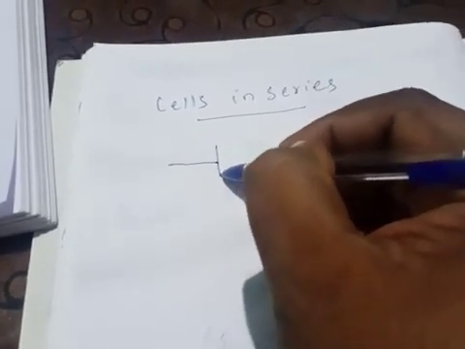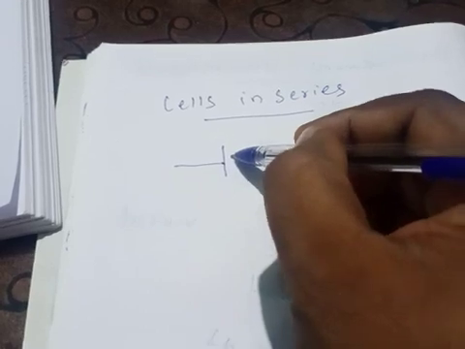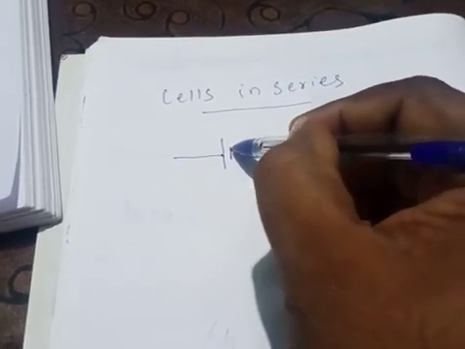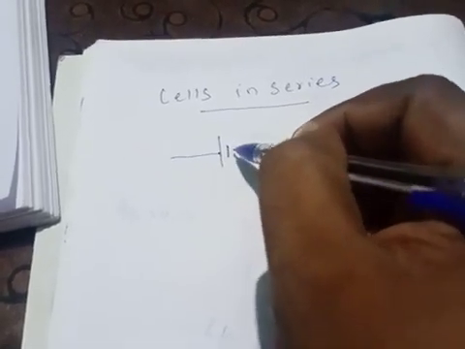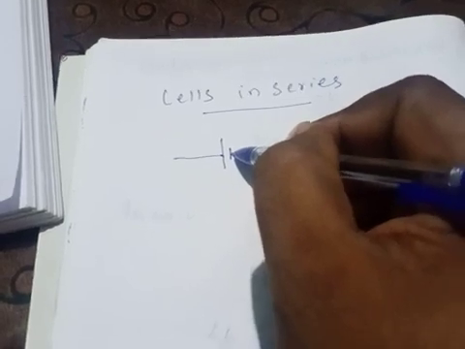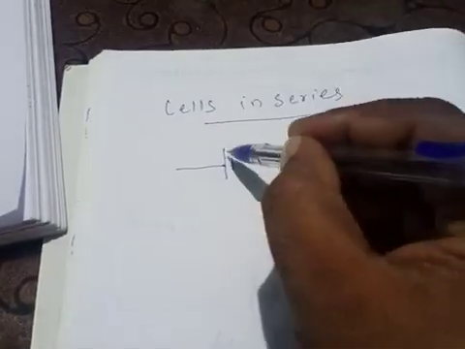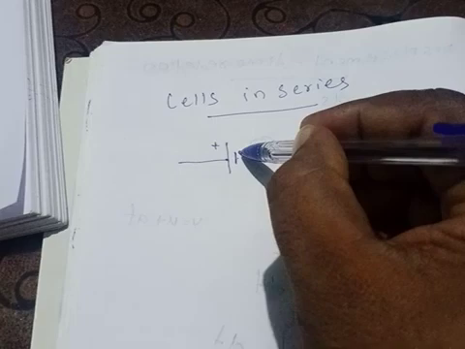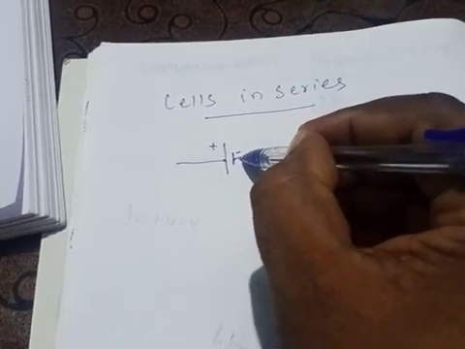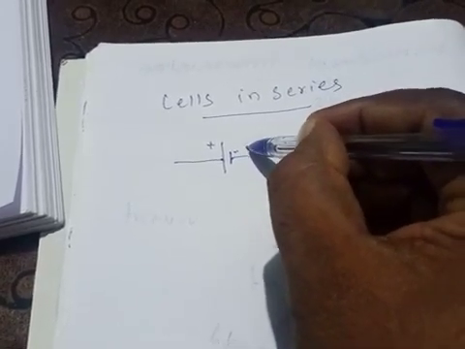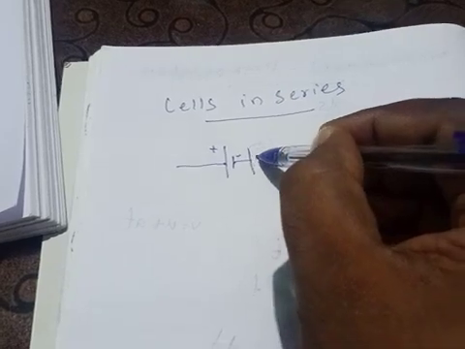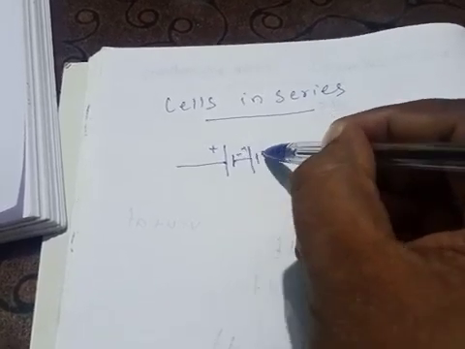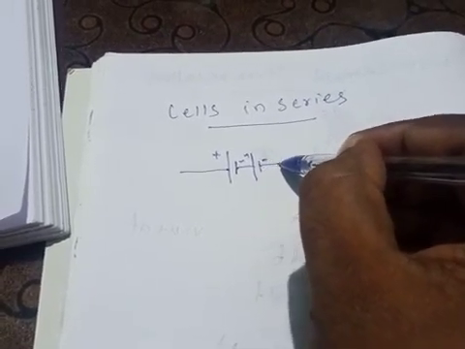This long line indicates the positive terminal of the cell, and this is the negative terminal of the cell. So this is a single cell. Now I am connecting another cell along with this. Now you see, this is plus, this is minus.